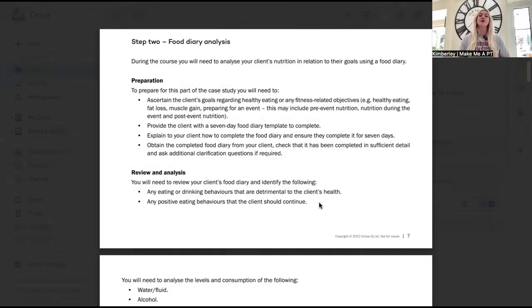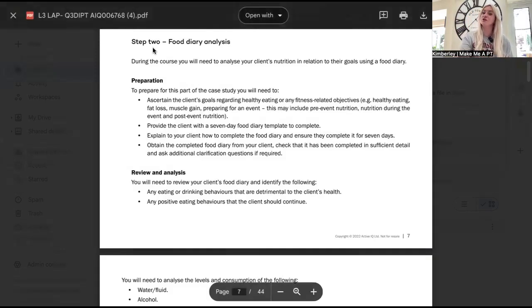So now we are going to go over the food diary analysis, okay? So here is exactly what we need to do. This is step two of your client case study. Once you've selected your client who is fit, well, and healthy, then step two, you're going to ask them to fill out a 7-day food plan, okay?